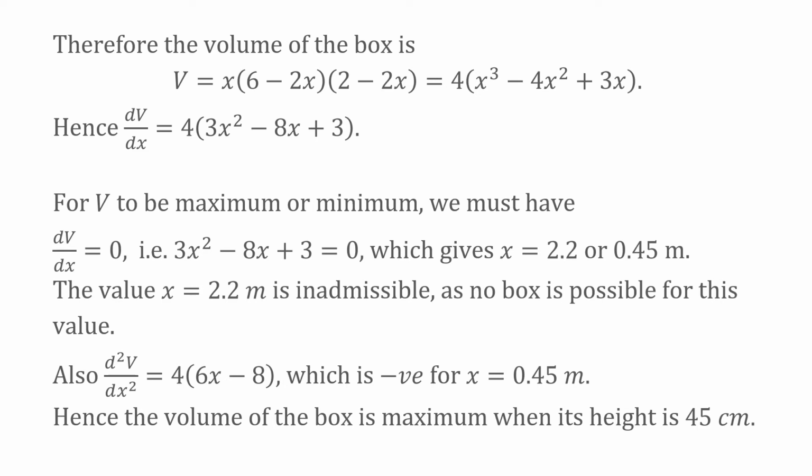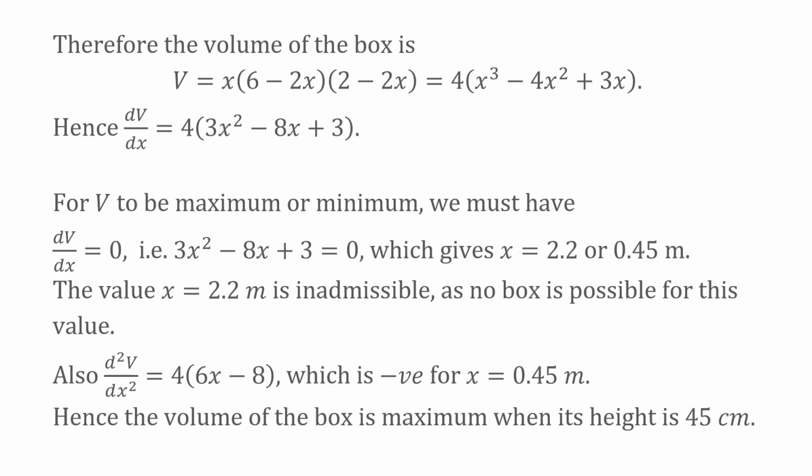For V to be maximum or minimum, we must have the first order derivative of V with respect to x equal to 0. That is, 3x square minus 8x plus 3 equals 0, which gives x equals 2.2 or 0.45 meter. The value x equals 2.2 meter is inadmissible, so no box is possible for this value.